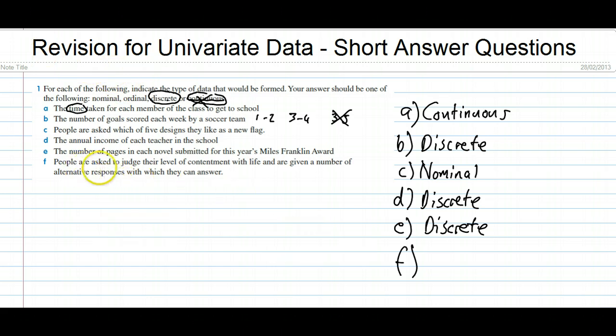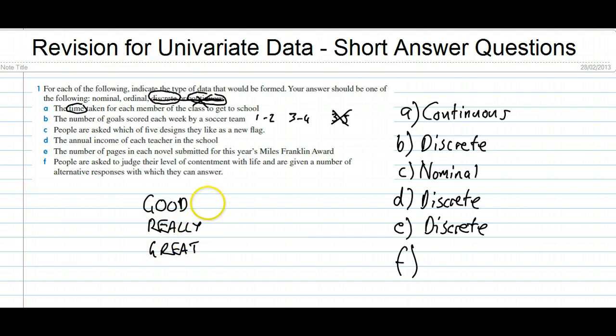Okay, finally, people are asked to judge their level of contentment with life and are given a number of alternative responses with which they can answer. So this is sounding like it's not a numerical question, because the kinds of answers that people are going to give are about their level of contentment. It's probably going to be a worded response. Might be things like good, really good, great.